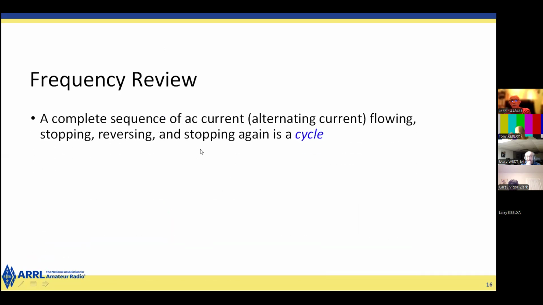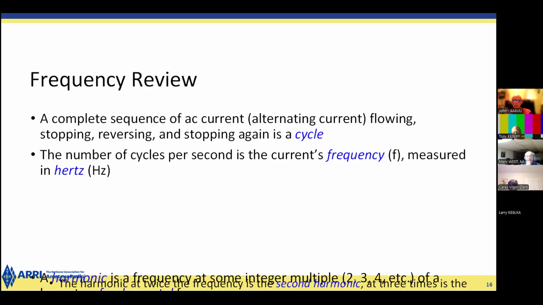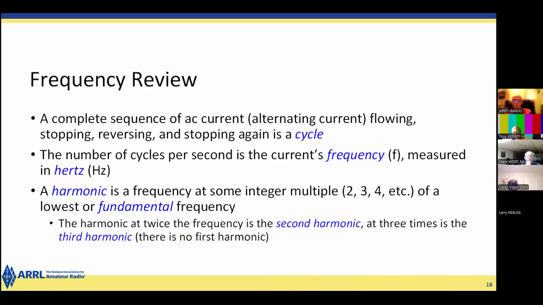A complete sequence of AC current, alternating current, flowing, stopping, reversing, stopping again, is a cycle. Yeah, I think we knew that. The number of cycles per second is the current's frequency, measured in hertz. Good old hertz. A harmonic is a frequency at some integer multiple of the lowest fundamental frequency.